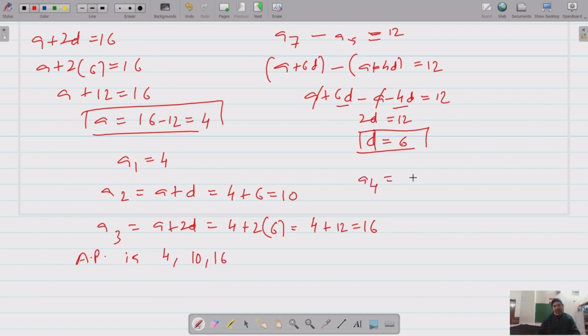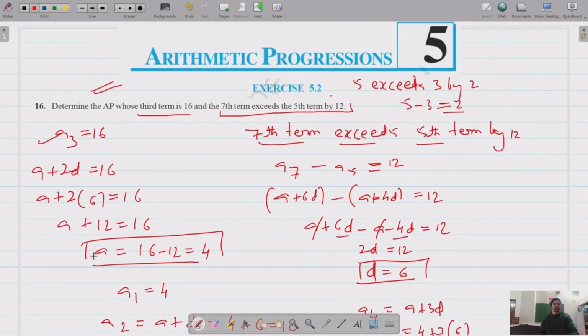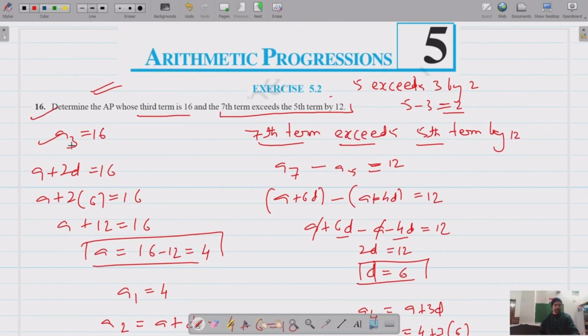Let's find one more term. A4 is A plus 3D. A is 4, 3 into D is 18. So 4 plus 18 is 22. So 22, and it goes on like this. So this is our AP. And this finishes our question number 16.